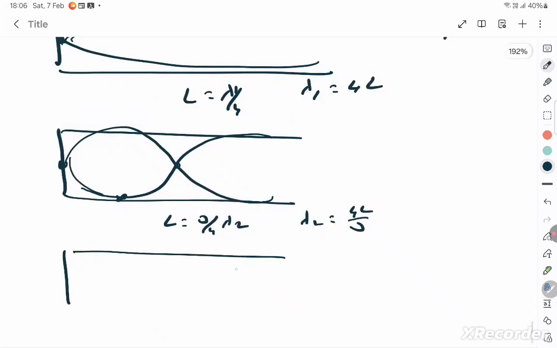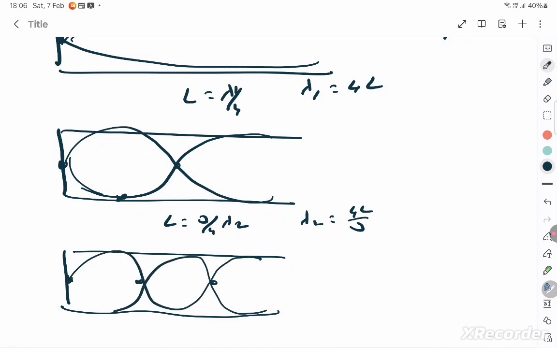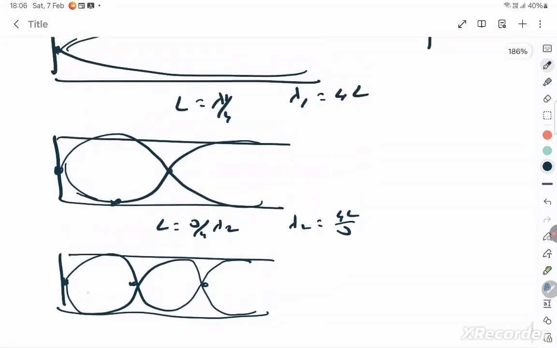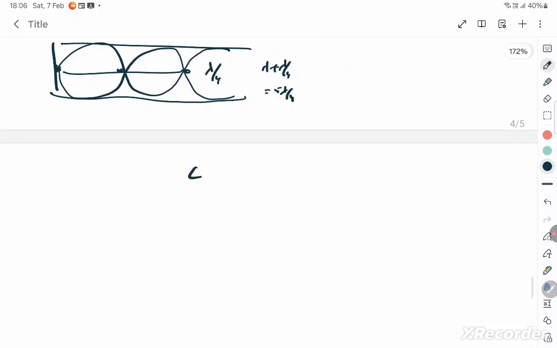Next case. You know one full wave is here. Apart from that, you have a lambda by 4. And lambda plus lambda by 4 is 5 lambda by 4. And for the entire length of the tube, you have 5 lambda by 4. So lambda 3 is equal to 4L by 5. So like this you write what is lambda, and then write mu 1, mu 2, mu 3.